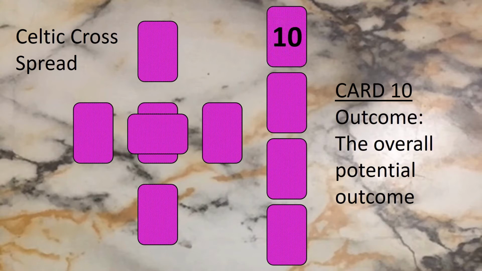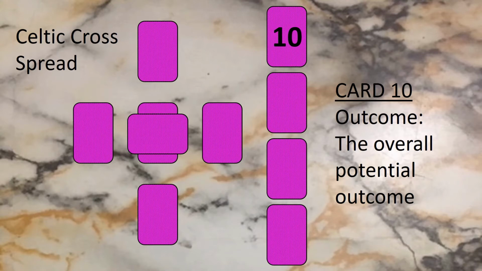And the last card is card number 10, and that is generally the outcome. It is generally the overall potential outcome of the reading. In saying that, a tarot reading is not set in stone. You can have a specific outcome that is presented in your reading, but you've got all these other cards that play a role in the advice that you're getting. So nothing is set in stone. A reading is a way of getting information to make decisions for a desired outcome.